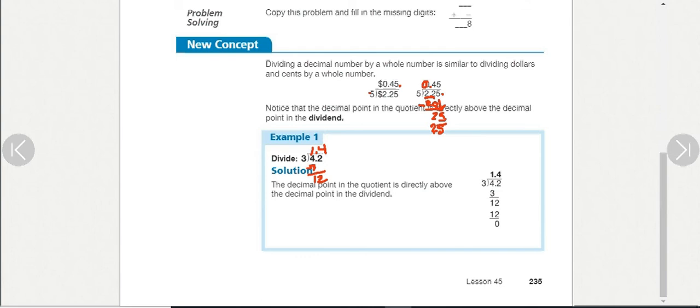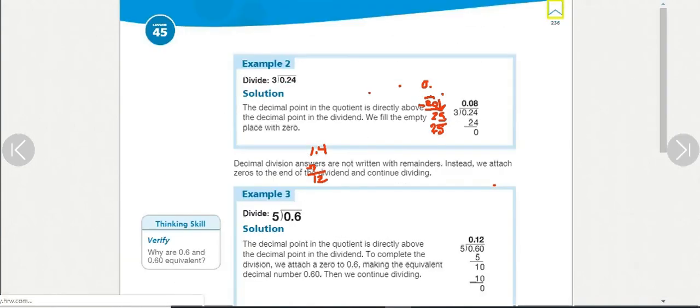But the big difference is making sure that you keep the decimal straight up from where it had been in the dividend. So the decimal stays directly above where it was in the dividend. Raise it straight up, and then you'll end up with a proper quotient.